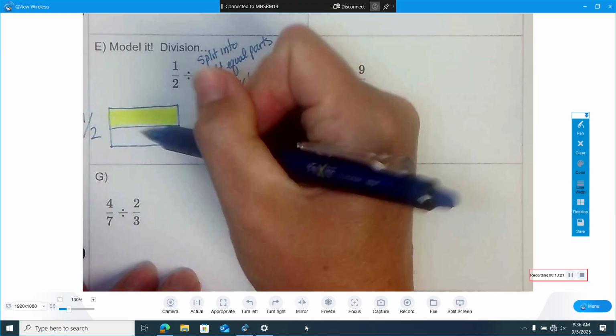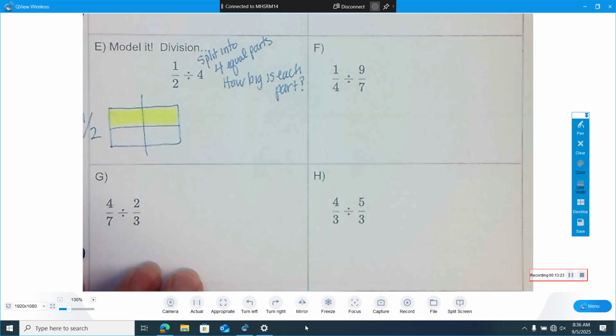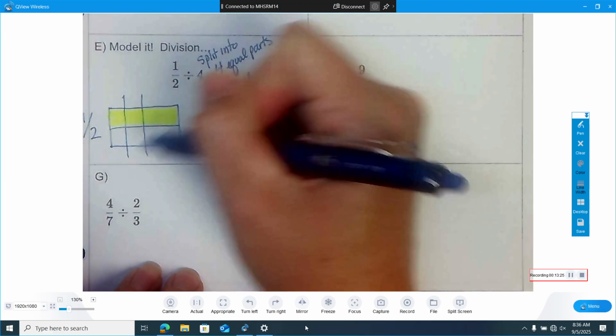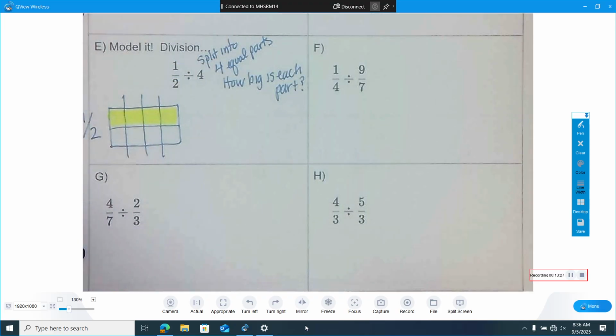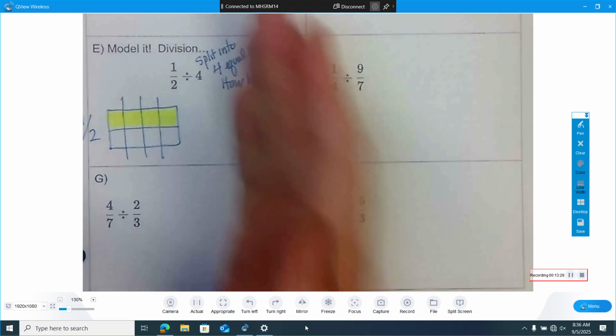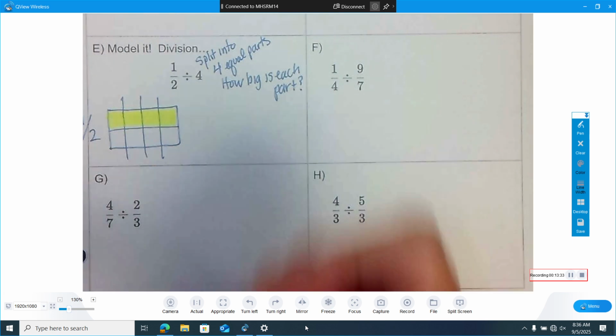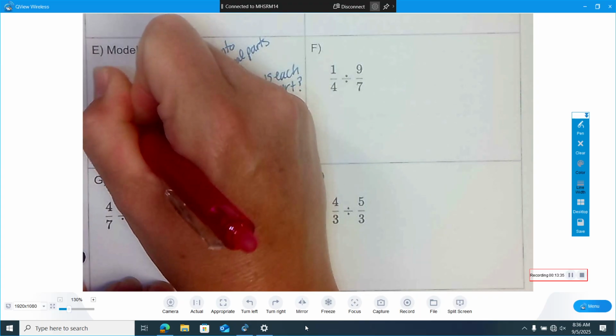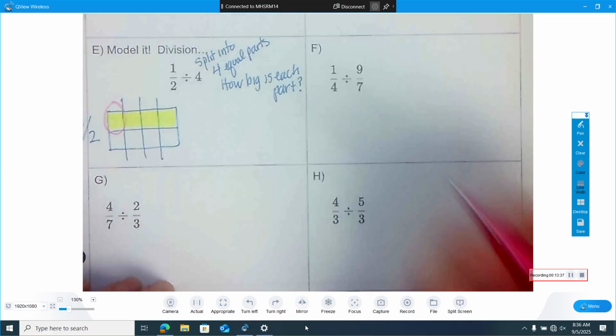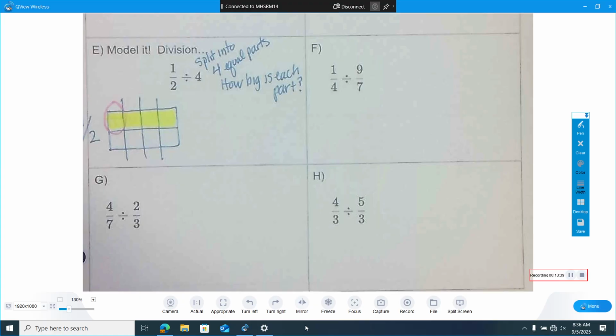All right, well, I can split that up. I can cut it that way. That's 2 pieces, and then I can cut each of those in half again. So now I split it into 4 equal parts. How big is each part? Well, here's the 1 part. That is each piece. What size is that piece?